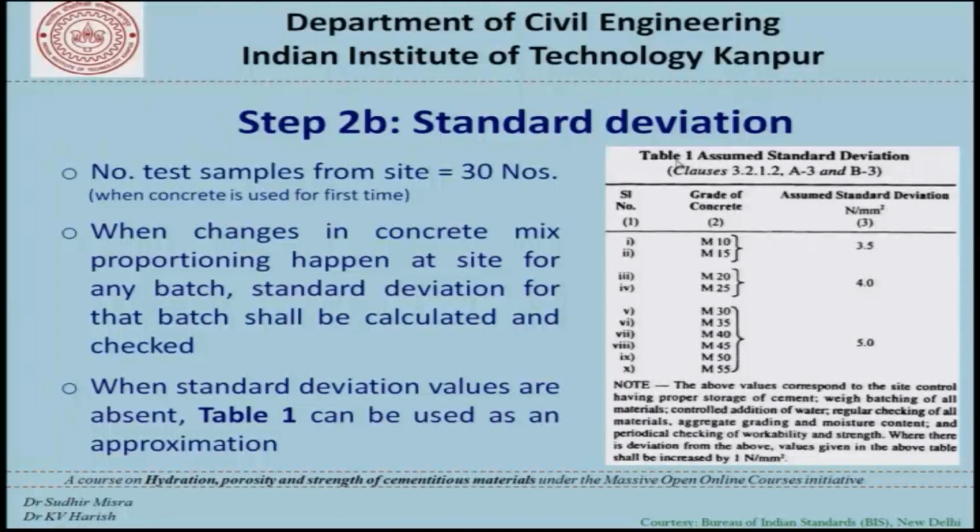Now in the table, what is shown is the grade of concrete like M10, M15, M20, M25, M30 until M55, and for the 3 groups the standard deviation can be assumed as 3.5, 4 and 5. And remember that this table can be used only if you do not have the standard deviation values, or it is not possible to determine standard deviation values.